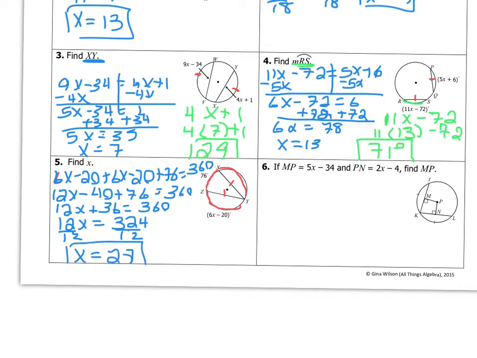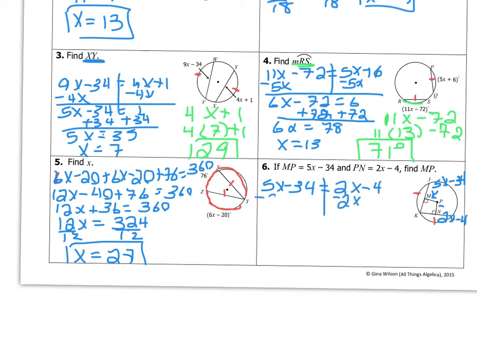Okay, so now we're going to go through this next one. It says if MP is equal to 5x, so this one here is 5x minus 34, and PN is 2x minus 4. And if you remember, we were talking about those up at the top where we said that EF is equal to EG. So that means those two are going to be congruent because the arcs are congruent. So we're going to set it up. 5x minus 34 is equal to 2x minus 4.